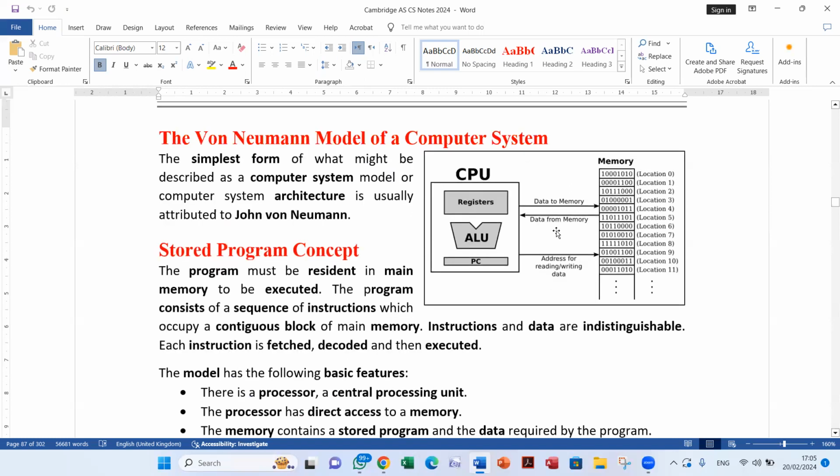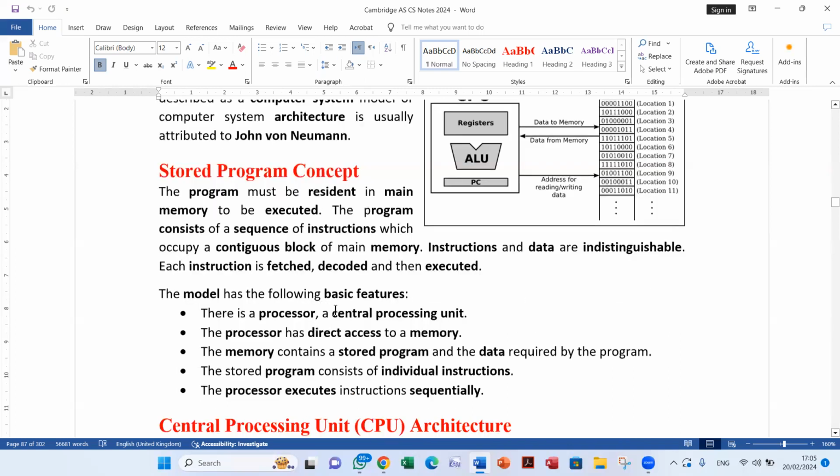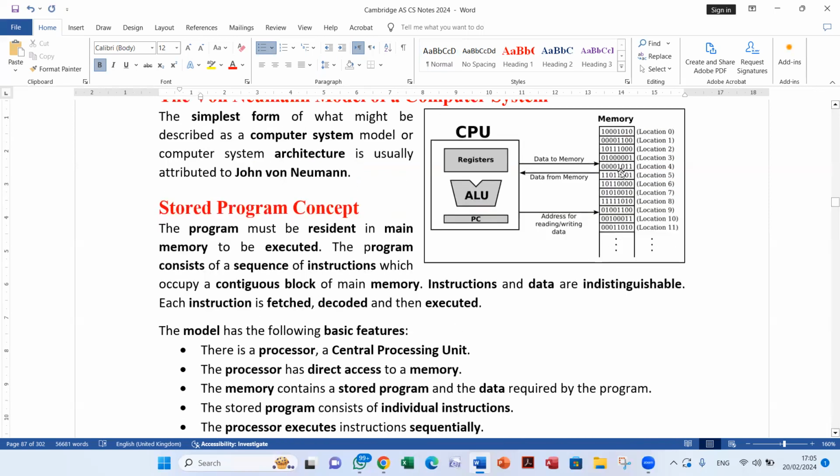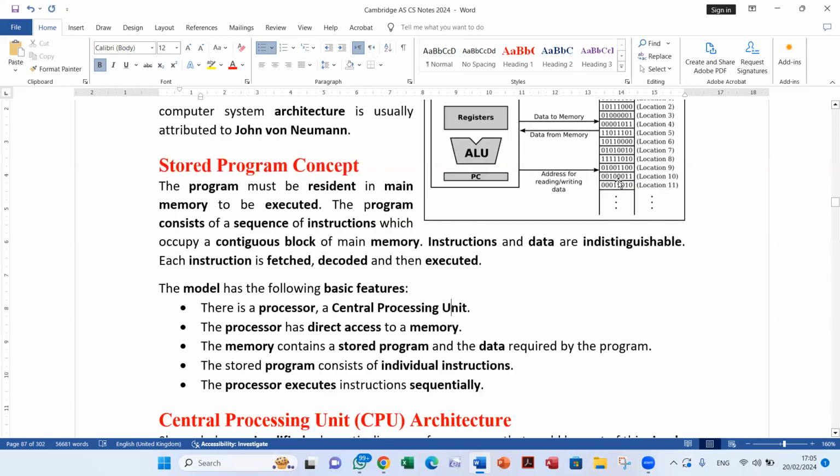We have the address bus, data bus, and control bus, all connecting the CPU to the main memory, the RAM. So the processor has direct access to memory. The memory contains a stored program and the data required by the program. Here in the memory, we have the program and its data. The stored program consists of individual instructions. The processor executes instructions sequentially.